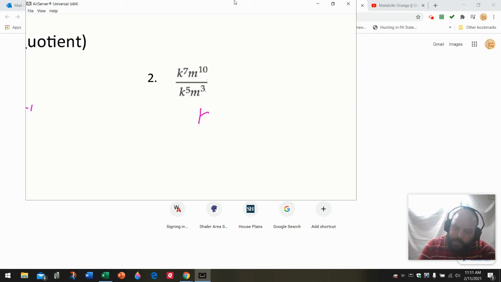So I'm going to first write k, and it would be 7 minus 5, and then it would be m, and it would be 10 minus 3. And so then the final answer is going to be k to the 2nd, m to the 7th. And there's your most simplified form.